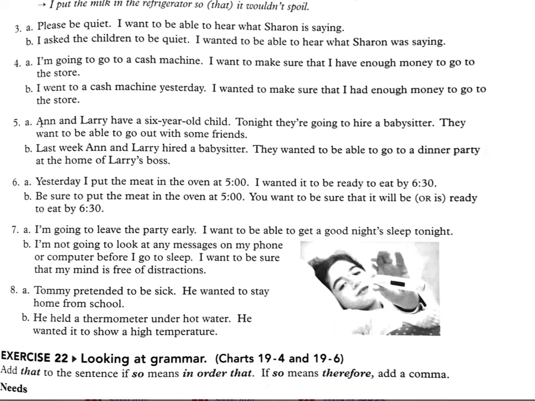Number 5. Anne and Larry have a 6-year-old child. Tonight they're going to hire a babysitter. They want to be able to go out with some friends. So you start with, Anne and Larry have a 6-year-old child. Tonight, they're going to hire a babysitter so they can be able to go out with some friends. Okay?